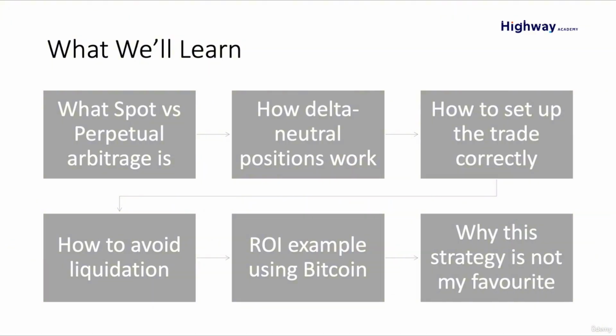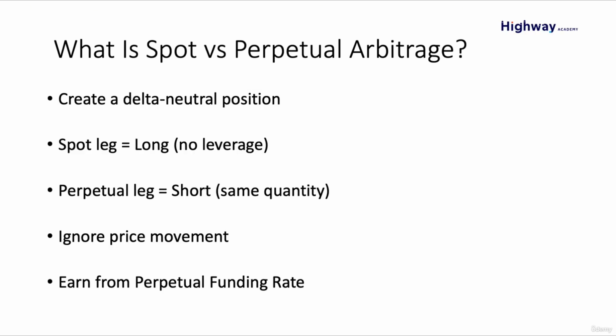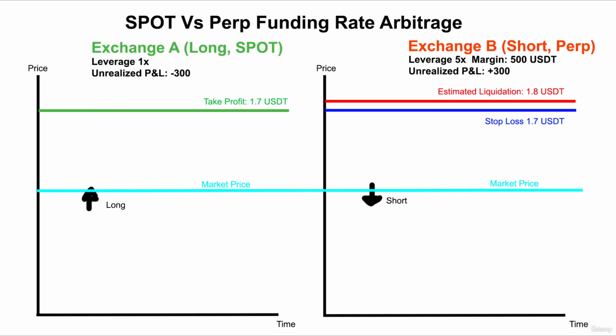This method is the more basic and beginner-friendly version. Many people talk about it over the internet. So I'll first demonstrate the entire setup process, then discuss the advantages and disadvantages, and finally, share some personal experience along the way. The main concept behind this strategy is to create a delta neutral position between a spot trade and a perpetual futures trade on the same coin.